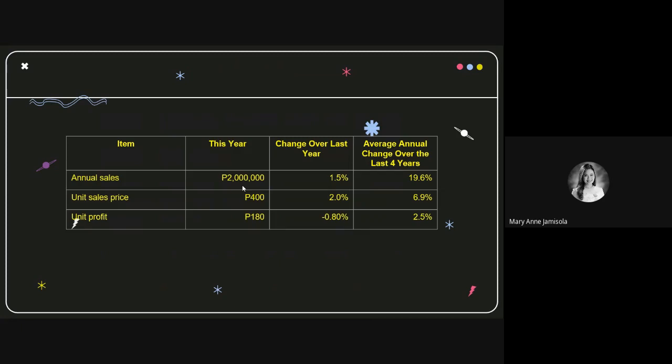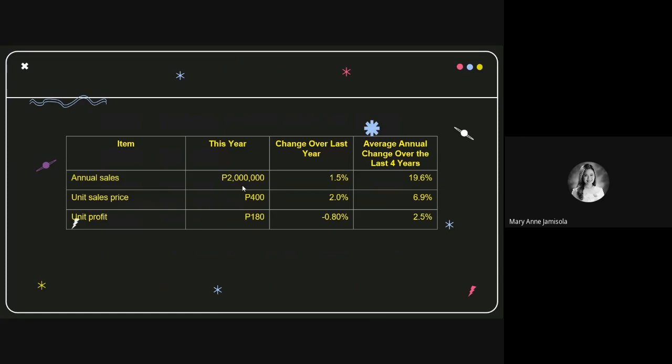Okay, let's have this illustrative case for sales life cycle analysis. The management accountant of the company has collected these data in preparation for a sales life cycle analysis on one of its products.